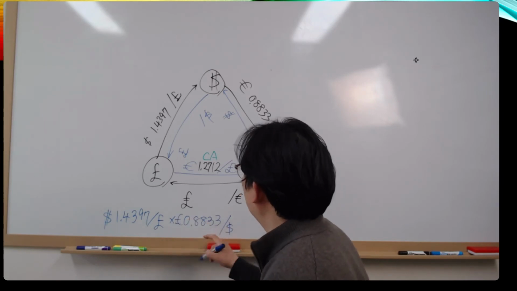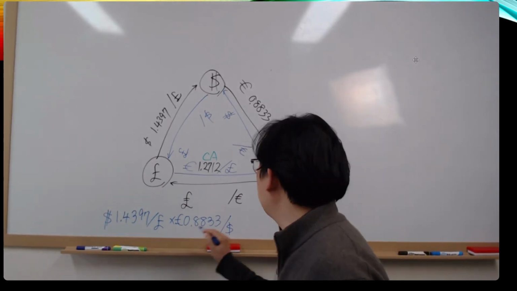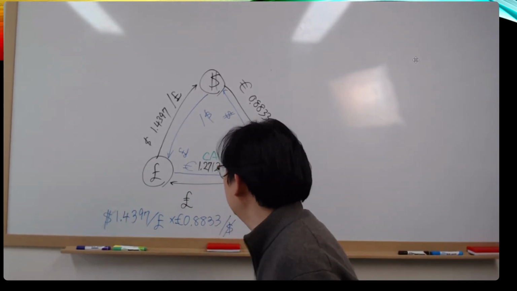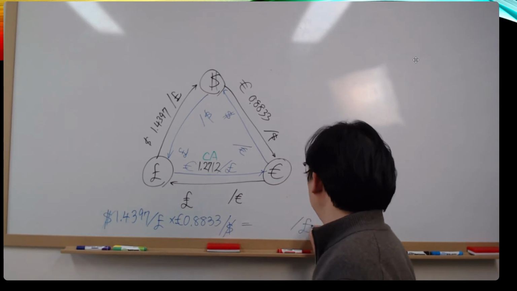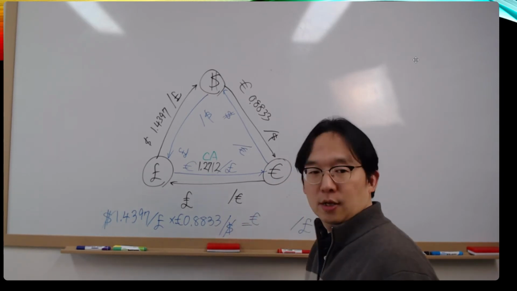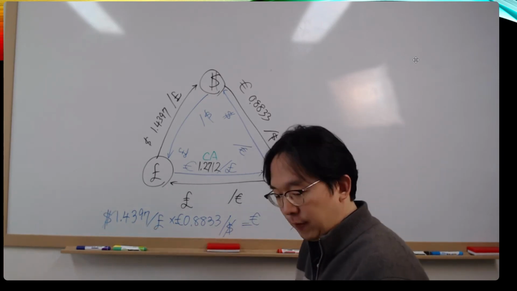Euro per dollars, right? Then what do you do? Well, these two cancel each other out, and then you're going to have per pound based euro price, right? So if you do the math, what do you find?